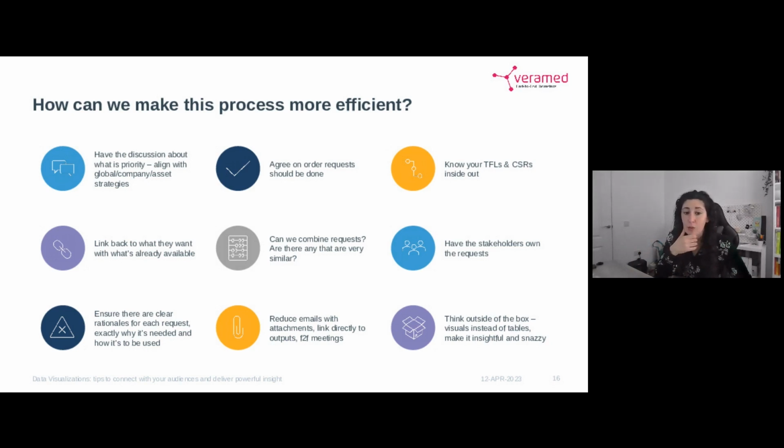And another important one is making sure that there's clear rationales for each of these requests. So we want to know exactly why it's needed and how it's going to be used, which again, I think just links back with everything else in this slide about discussing what's the priority and the order that things should be done in. And then lastly, again, thinking outside of the box, try and think of visualizations instead of tables. Make it insightful, make it snazzy, make it really fun to look at.